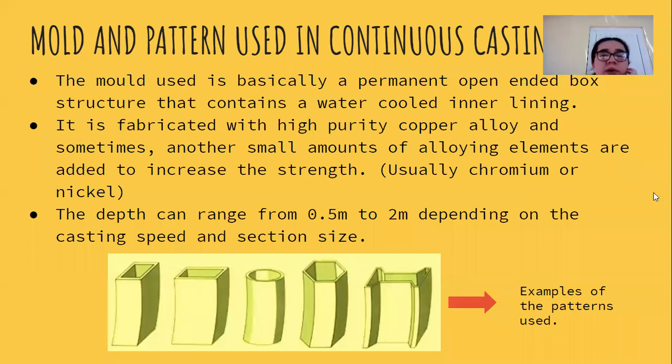Well, the mold and pattern used in continuous casting is basically a permanent open-ended box structure, and it contains a water-cooled inner lining. Usually it is fabricated with copper alloy, but sometimes they add other alloying elements to increase the strength. Usually it is chromium or nickel. The depth can range from 0.5 meters to 2 meters, depending on the casting speed and the section size. And in the image below, we can see some examples of the patterns that are used. They usually have some shapes like rectangular, hexagonal, or cylindrical.